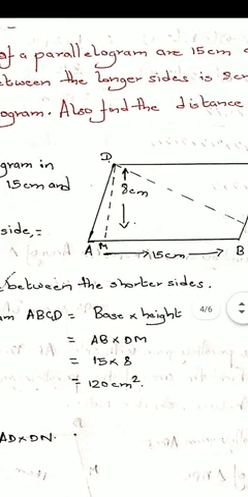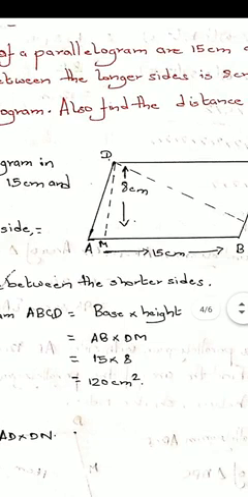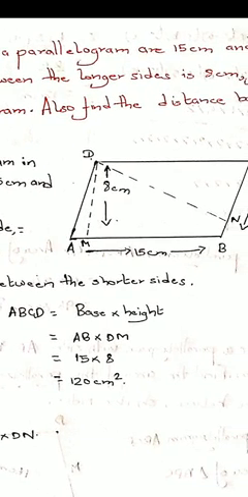So when I'm trying to find the area of a parallelogram ABCD, I know that it will be base into height. In the first case, I'm going to use base as AB. So I can use base as AB into DM. DM is the height whose value I know. It will be 15 into 8. That will become 120 centimeters square.